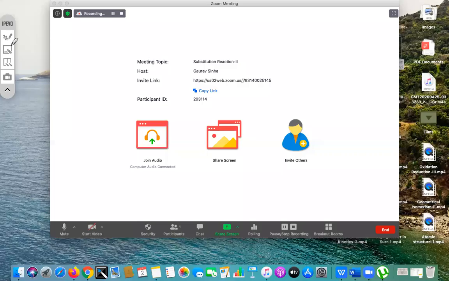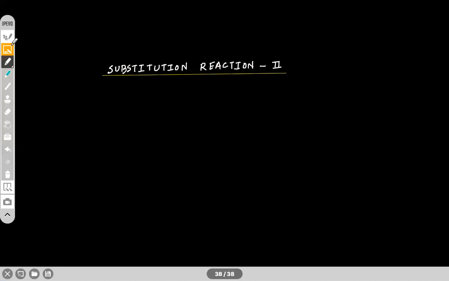Okay, so if you remember last class, we have discussed the Sn1 reaction. This reaction is of two steps. The first step involves the formation of carbocation. And in the second step, the nucleophile attacks. A nucleophile is anything that is negatively charged or a neutral molecule which has a lone pair present on it, like water, NH3, etc. So in the second step, the nucleophile attacks on the carbocation and we get the product.